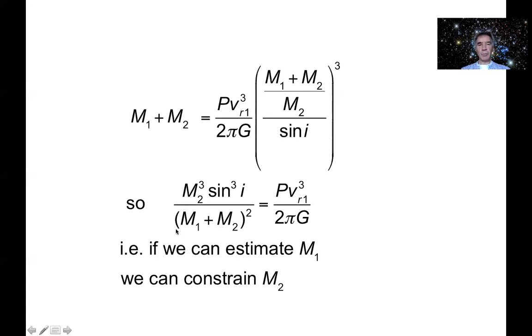So if you think you've got an estimate of M1 and you've got some idea of what the inclination is, again, often we've no idea what it is, but in certain circumstances we do know what it is, then you can solve for M2, which is basically an unseen companion. So can we estimate the mass M2 of an unseen companion to a sort of known star?